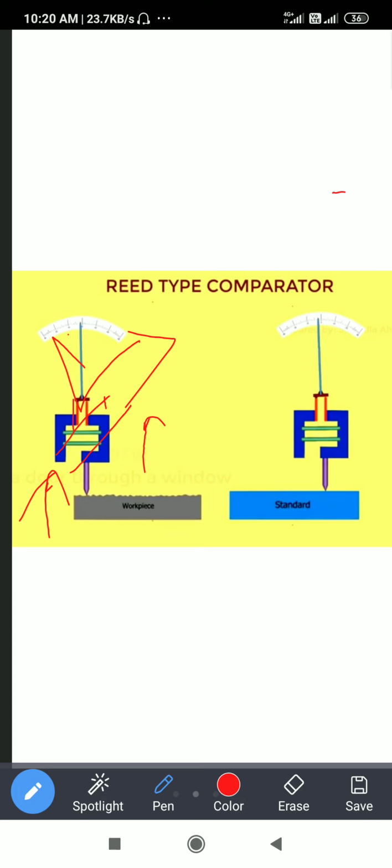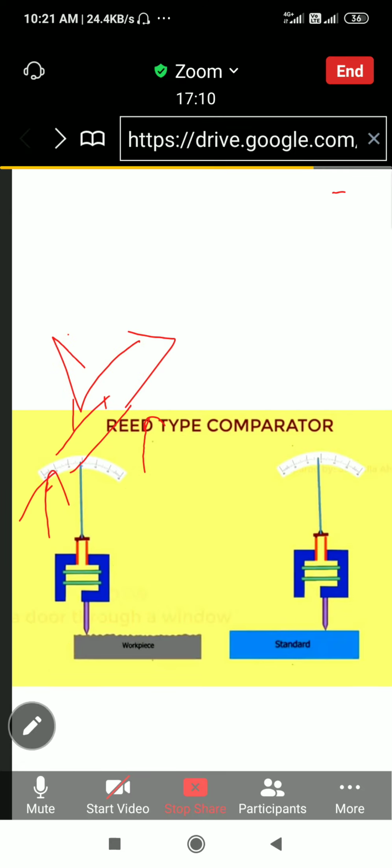With the help of this range you can get the exact range of the surface finish dimensions. Then you have to compare with the standard surface range dimension. If it is within the limit, then the workpiece is okay. If it is beyond the limit, then the workpiece is rejected. Like this way the inspection of the upper surface is done by mechanical reed type comparators. I hope you have understood.